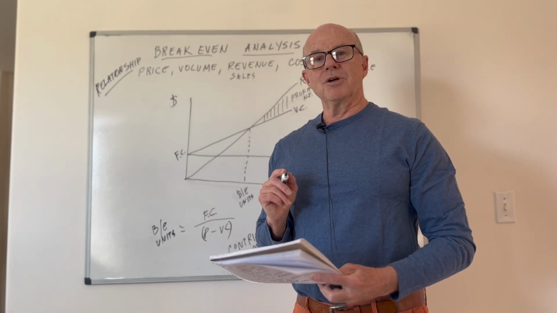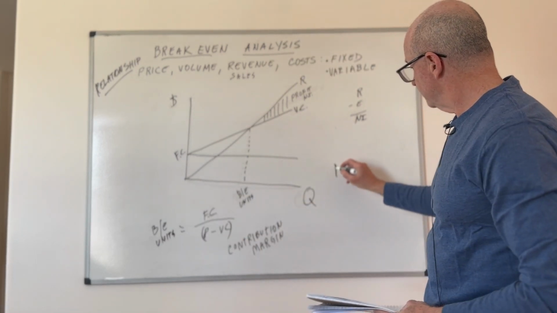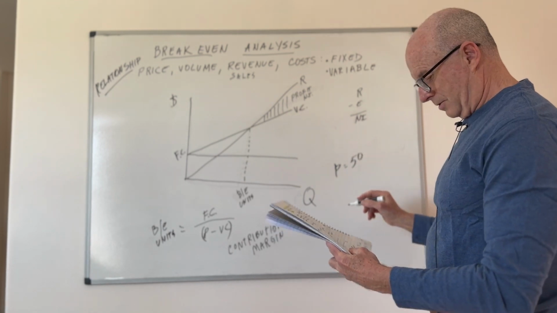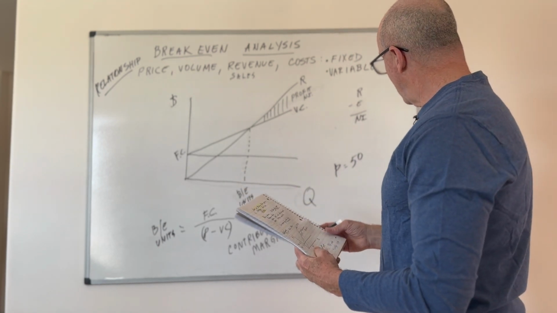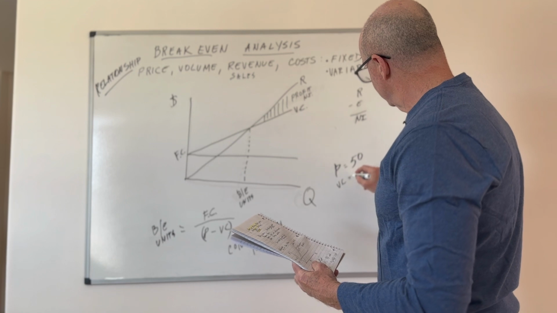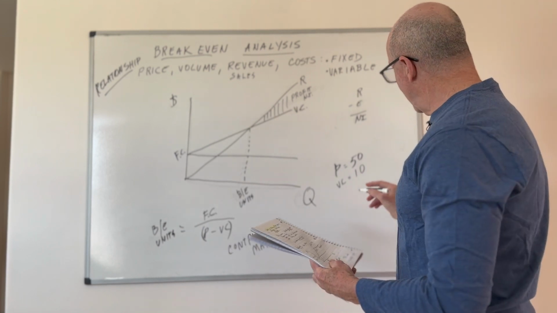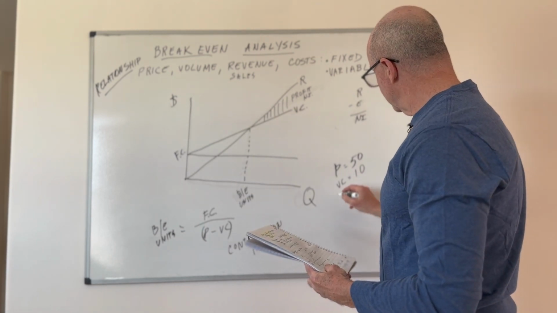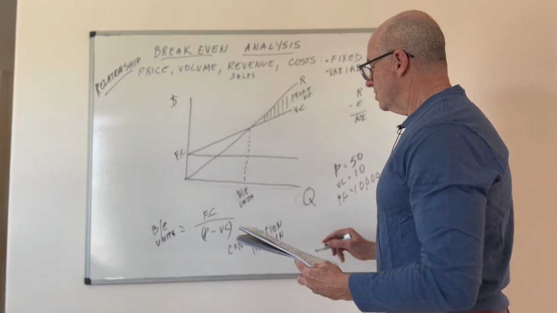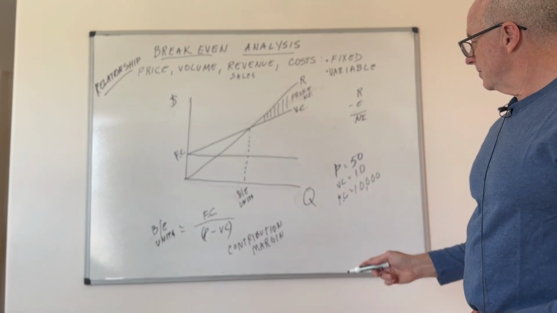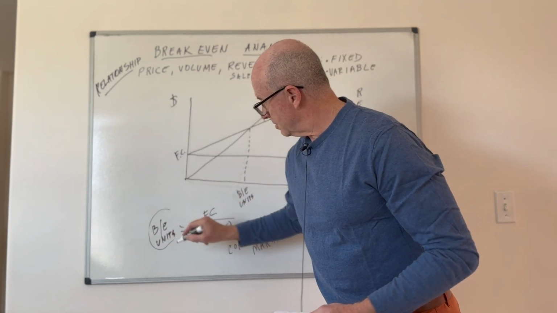And now I'm going to give you a little quiz, and here it is. So say that our price is $50 and that our variable costs per unit are $10, whatever the currency you're working in, and then our fixed costs are going to be 10,000. So what I'd like you to do now is take these numbers, plug them into this formula, and come up with the answer.